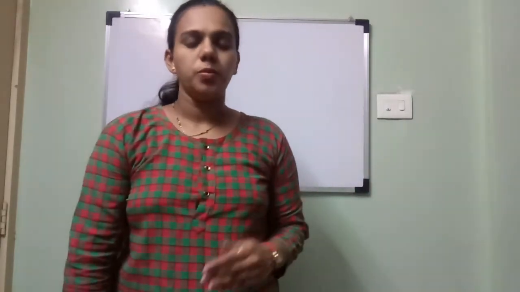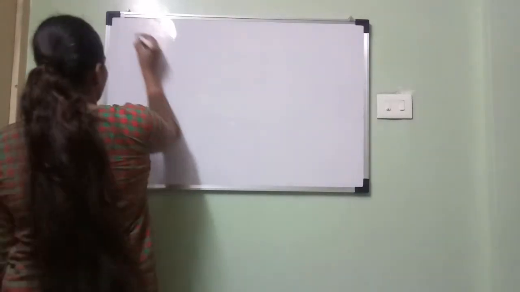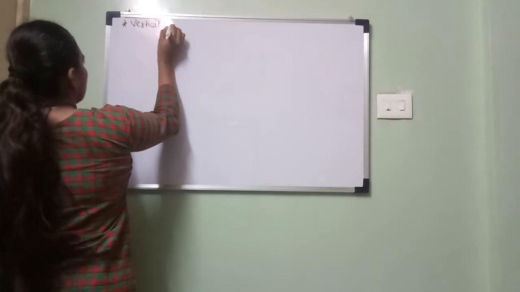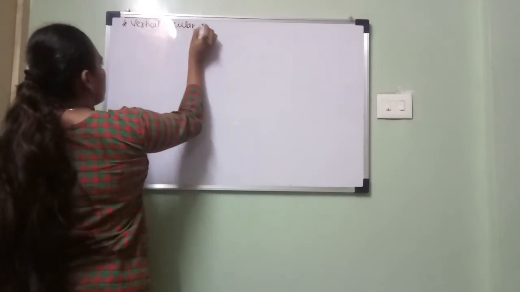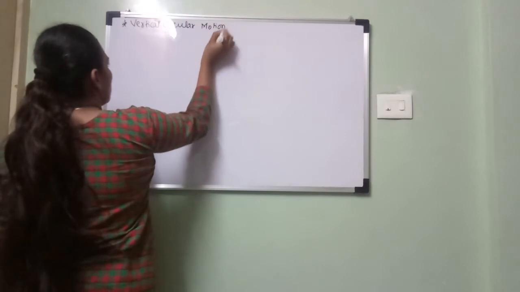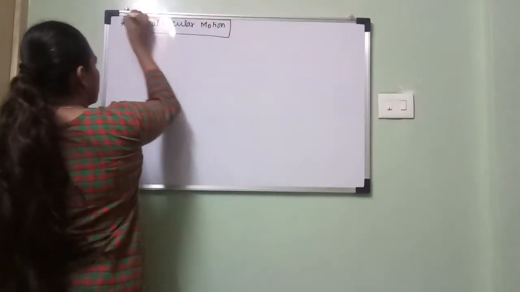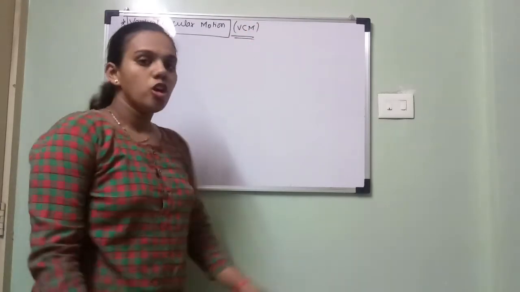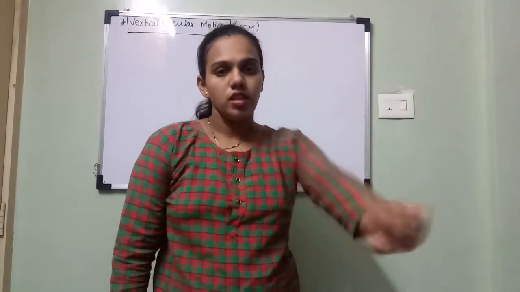Okay, hi students. Our next topic in this chapter under circular motion is VCM, which is vertical circular motion. Based on this topic, you have four derivations. The shortcut of it is VCM. First we will see what we mean by vertical circular motion. Second, there are four derivations in it.